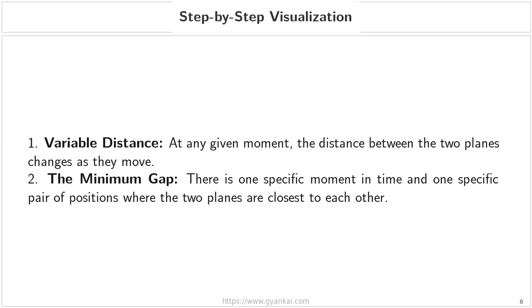Second, even though they are moving, there is a moment of maximum proximity. There is one specific point in time and one specific pair of positions for airplane A and airplane B, where the gap between them reaches its absolute minimum. This is what we are searching for when we calculate the shortest distance.